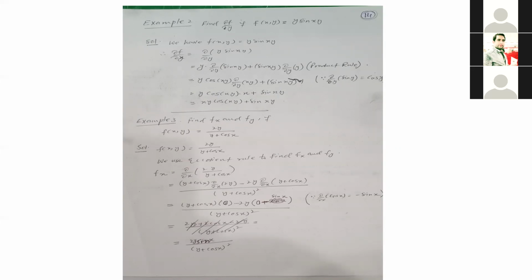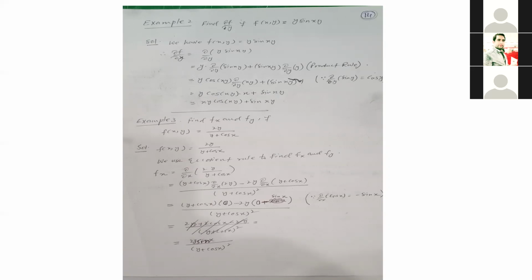First function into derivative of the second function plus second function derivative of the first function. This is your product rule. Applying this rule, you get y times del over del y sine xy, which is your second function, plus second function product of derivative of the first function, which is del y over del y.